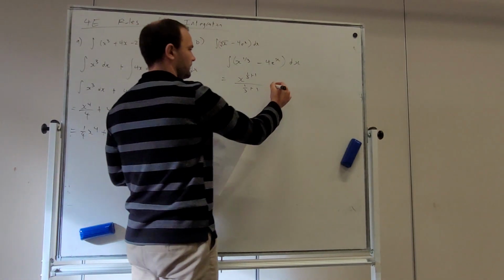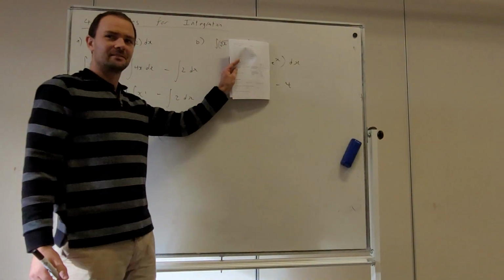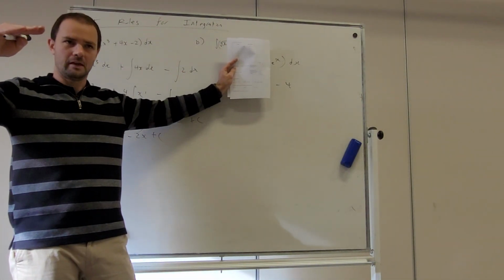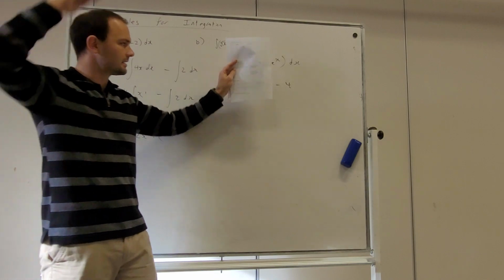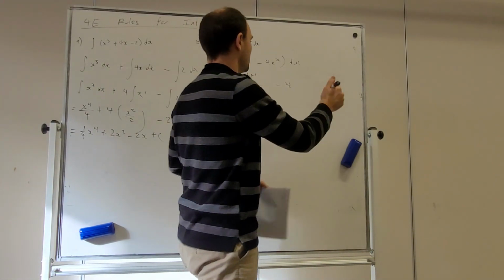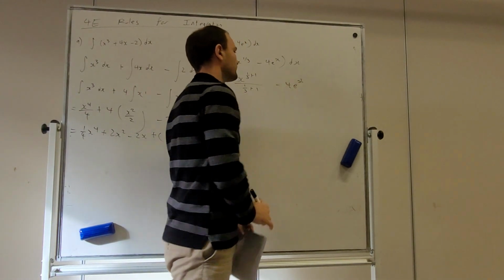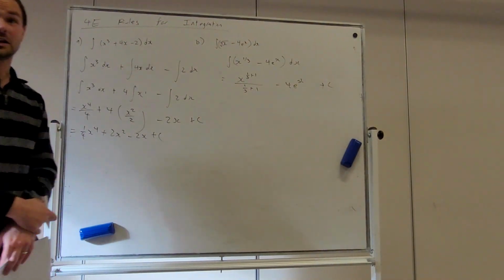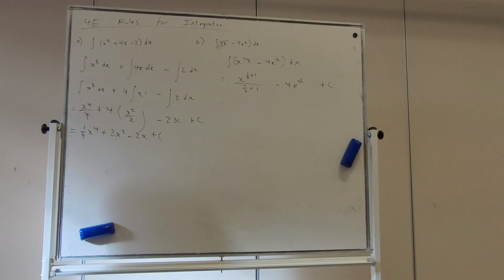And then we've got to take away 4, and the integral of e to the x. Now remember, the derivative of e to the x is e to the x. Therefore, the integral of e to the x is e to the x, and that's in our list of rules up here as well. 4e to the x, and then plus c.